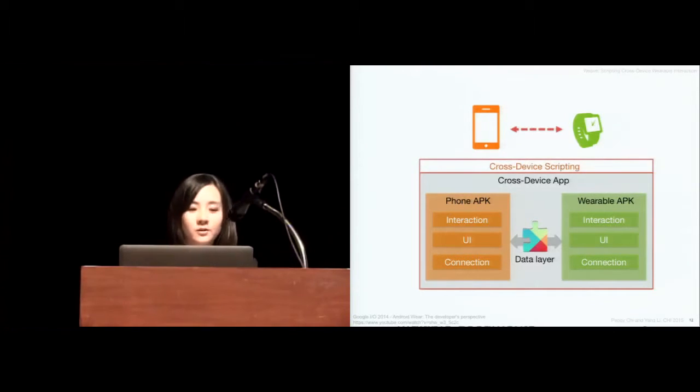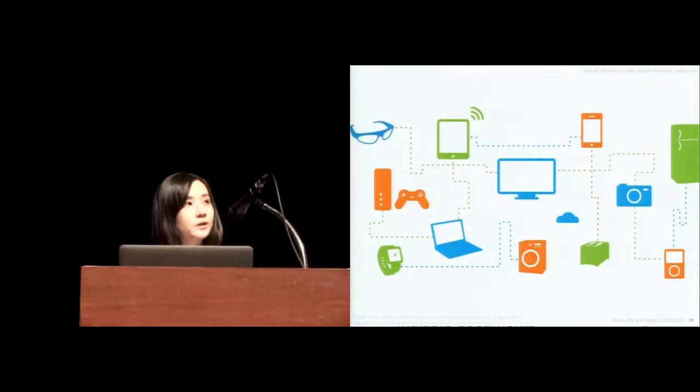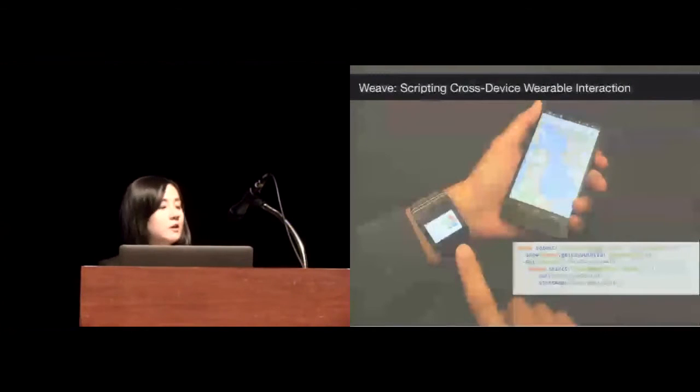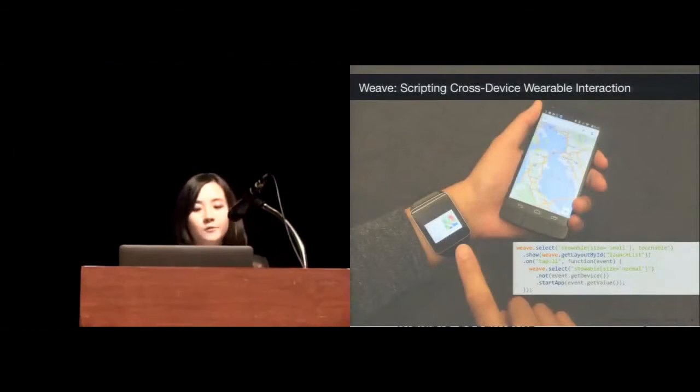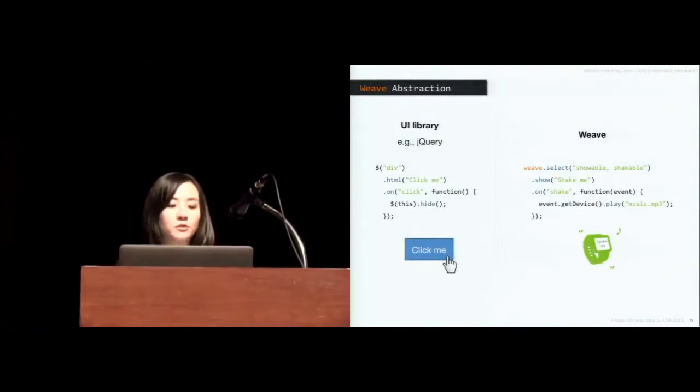We wonder, what if we can enable a service on top of these layers? How could we really enable developers to prototype ideas and easily adapt the concepts to new device combinations at runtime? In this paper, we propose Weave, a framework that allows developers to easily create cross-device wearable interactions by scripting. Weave follows an object-oriented, event-driven paradigm.